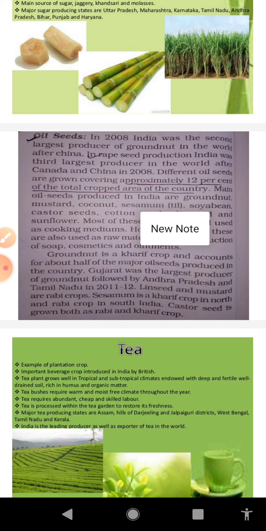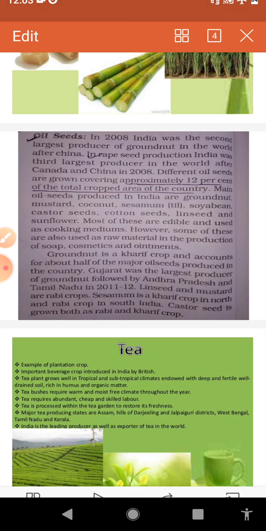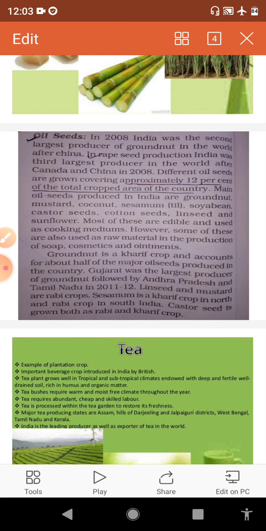Now, let us discuss some of the economic importance of oilseeds. That is very important. You will be getting a question: mention the economic importance of oilseeds. So I am counting some of the points again. First point, most of these are edible and used as cooking medium. Second point, extracted oil is also used as a raw material for manufacturing a large number of items like paints, varnishes, hydrogenated oils, soaps, perfumes, etc.